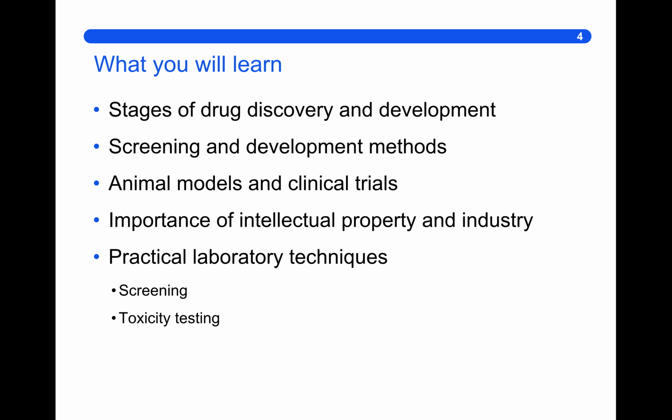You'll also learn about the importance of partnering with industry in this field. Drug development is an expensive process, and it's not something that can be done without a significant investment of funds. So it's important to understand what potential industry partners will need and what kinds of drug products would be attractive to them. You'll also learn some practical skills in the laboratory, including assays for screening compounds and testing for different types of activity and toxicity.